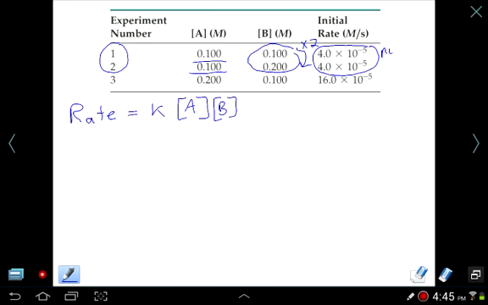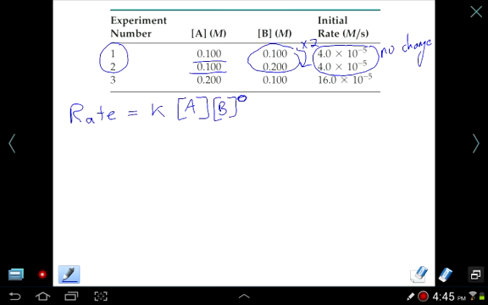So if we have no change, remember we said when the reactant concentration does not produce a change in the rate, this is called zero order. So what we'll have to do is put a 0 up here for B.